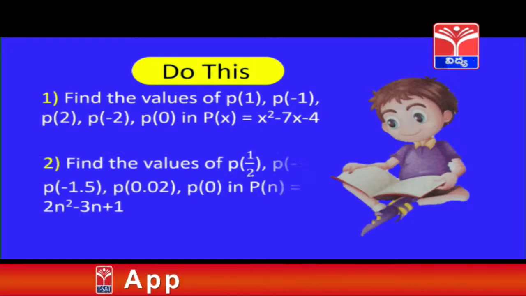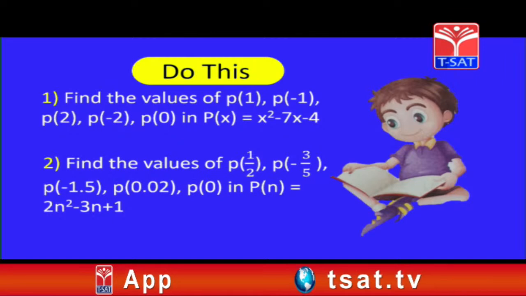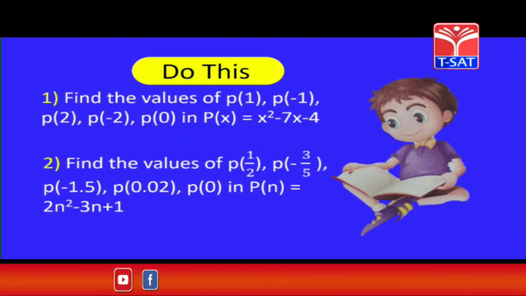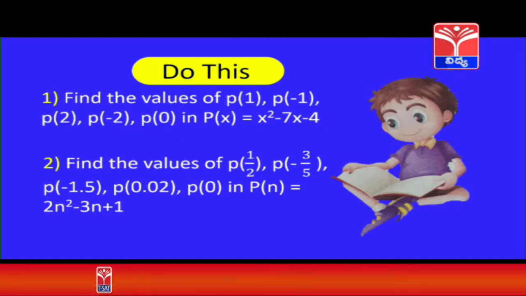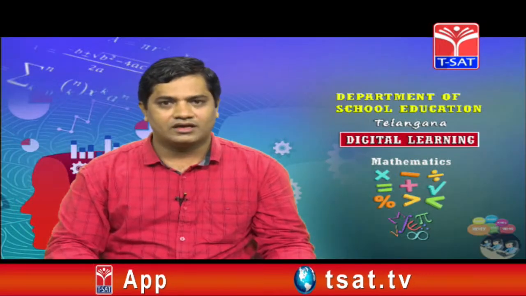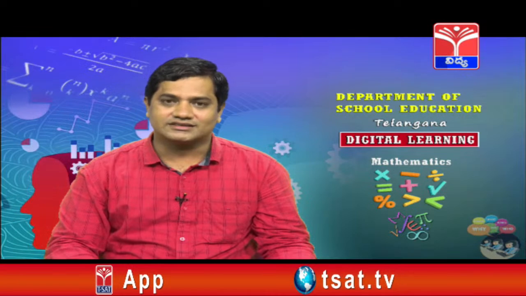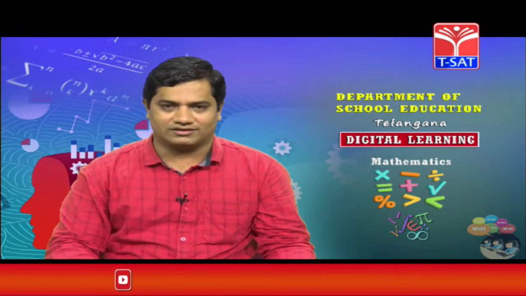Okay. And one more example here. Find the values of p of 1 by 2, p of minus 3 by 5, p of minus 1.5, p of 0.02 and p of 0 in p of n equal to 2n square minus 3n plus 1. Okay. Let us try to discuss about zeros of a polynomial.